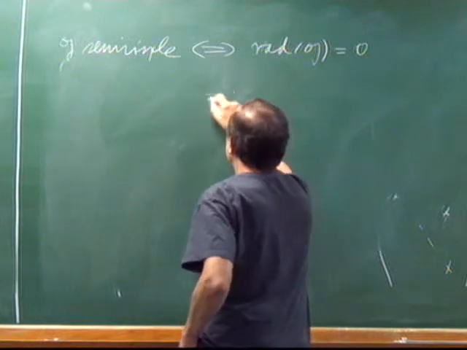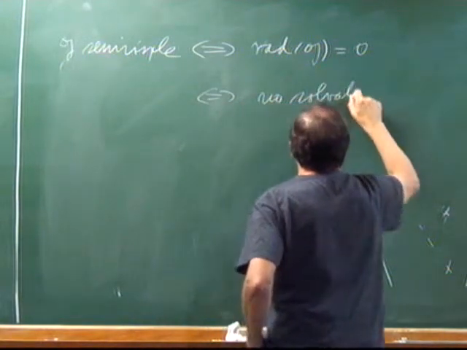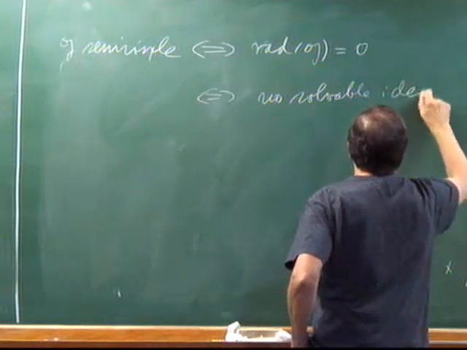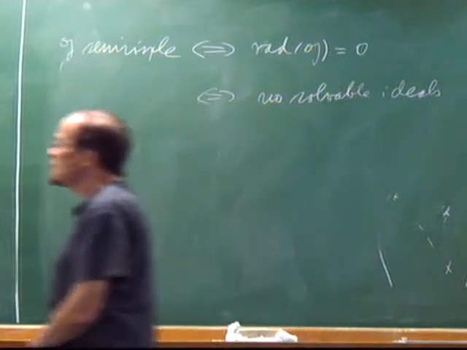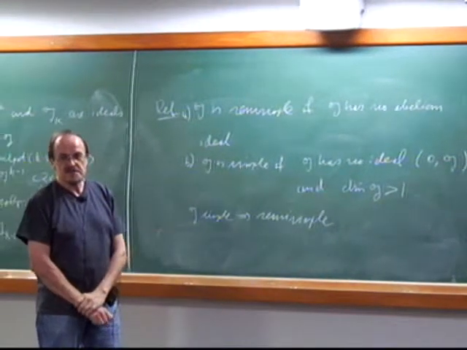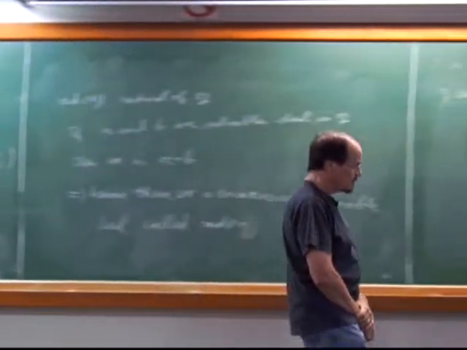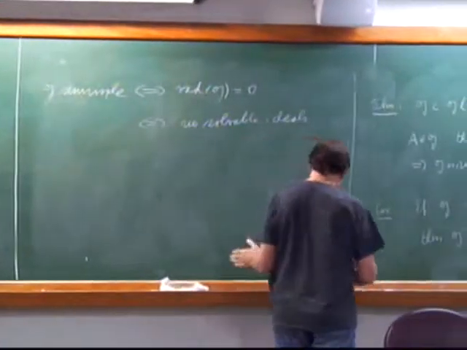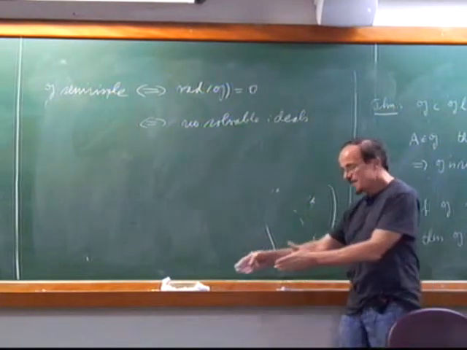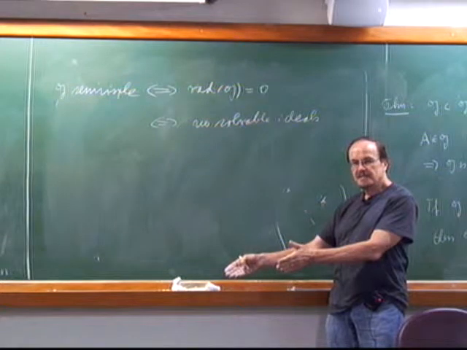So if and only if there are no solvable ideals. Here I said there are no abelian ideals, but I could just say there are no solvable ideals. It's the same thing, because remember, if I have something solvable, the last step in the descending series was an abelian ideal.